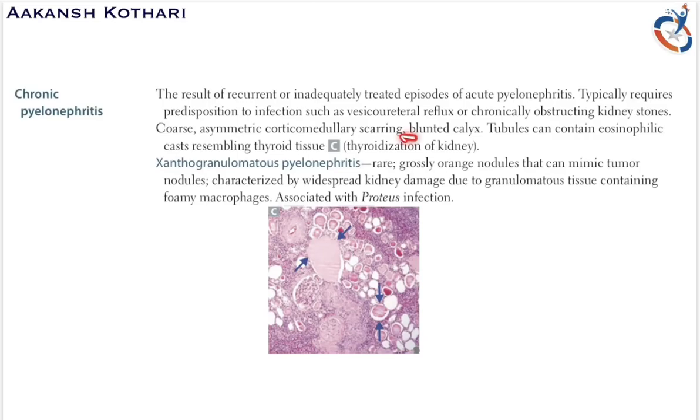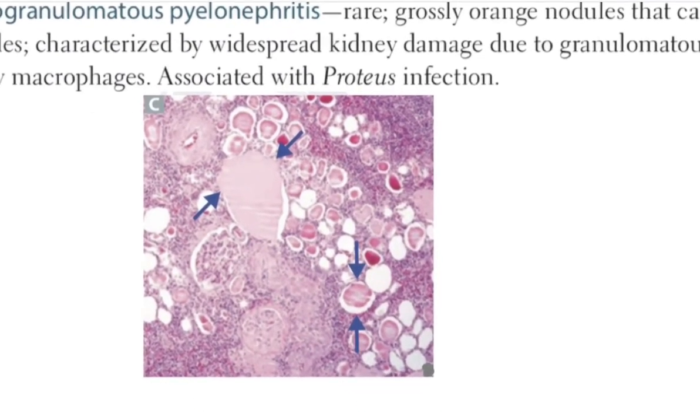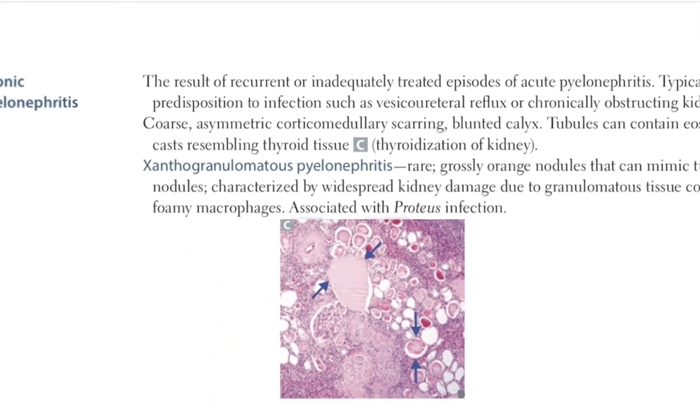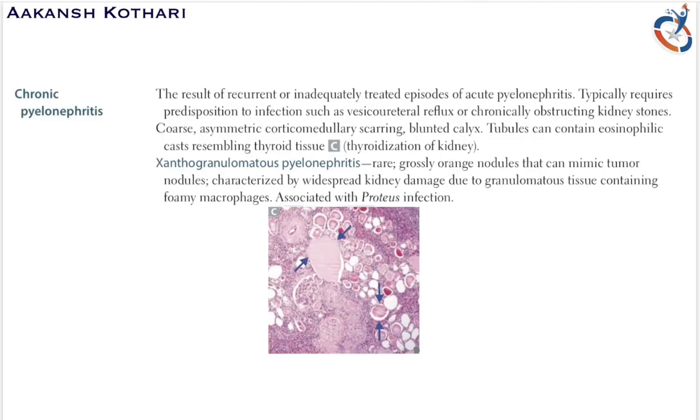also blunted calyces. Now, the tubules contain eosinophilic casts resembling thyroid tissue. That means when you look at the histopath, you see this kind of tissue, which is often seen in thyroid gland histology, and hence it is called thyroidization of the kidney.